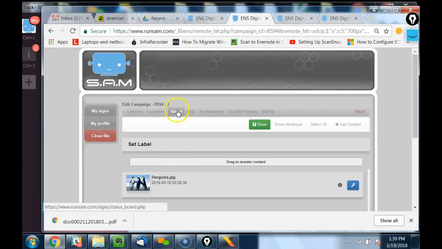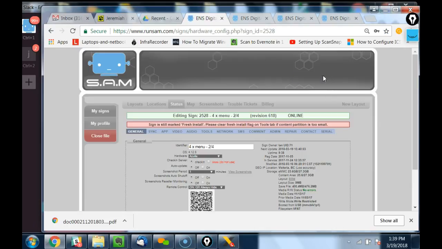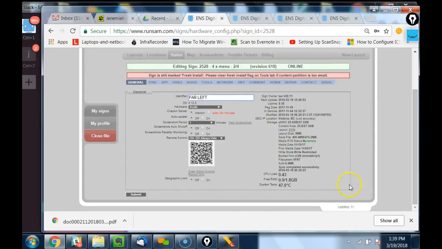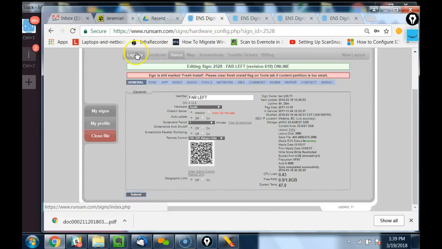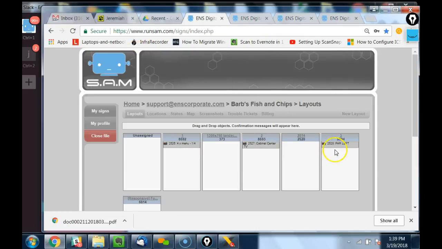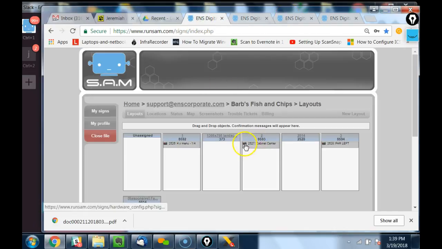So basically what I know is that since penguins is there, and that is number 3, I know that this is first place. So we're going to call this one far left. Okay, that's sent. Perfect. And meanwhile I'm labeling the media players here. So I now know which one, thanks for that with the pictures, is on the far left. And let's see, 2 is jellyfish, so that tells me this one's the middle.